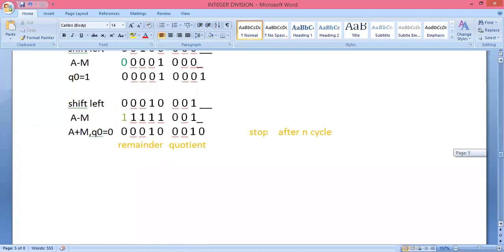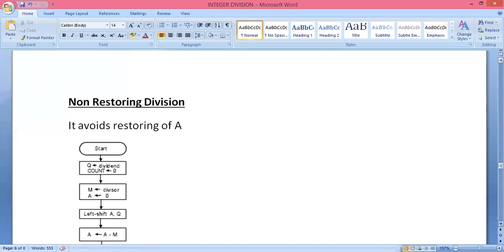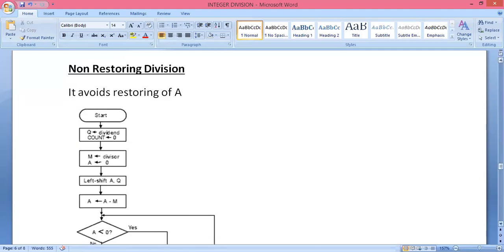Now, the second method that we are going to do is called non-restoring division. What are you doing in restoring division? In restoring division, you are restoring A. That means you are adding M again and again to A minus M. So this is an unnecessary repetition of addition. In order to avoid that, there is another method called non-restoring division.